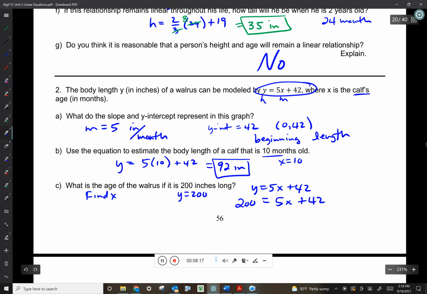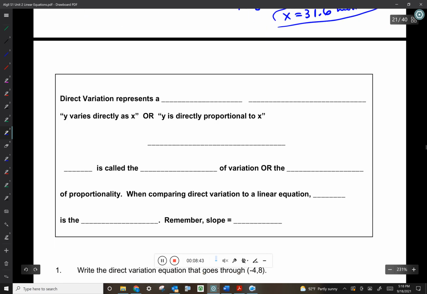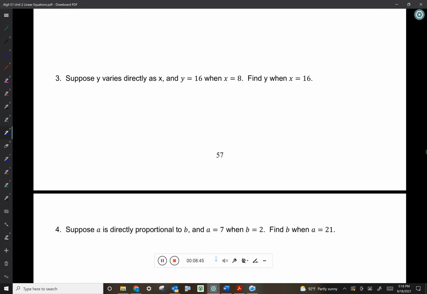So let's see, I'll subtract 42. So 158 equals 5x, and this would be a calculator problem. So divide by 5. So x equals 31.6. Put that in your calculator and check. So that means we're saying it would be 31.6 months before they get to be 200 inches long. Okay, so that's the first part of section 2.4.